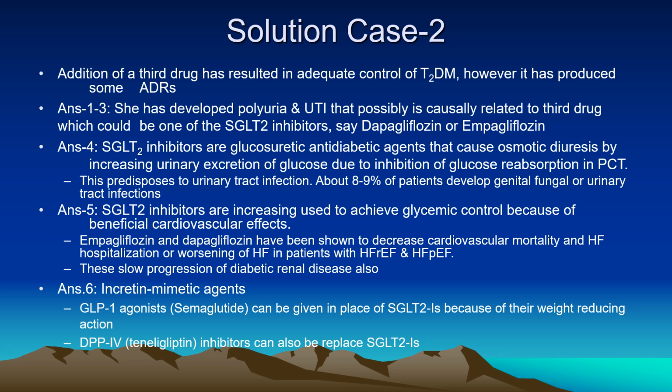Now, these drugs are increasingly used as anti-diabetic drugs today because of the beneficial cardiovascular actions. Empagliflozin, dapagliflozin have been shown to reduce cardiovascular mortality and heart failure hospitalization, worsening of heart failure in patients with heart failure with reduced ejection fraction, and even with heart failure with preserved ejection fraction. They also slow progression of diabetic renal disease. Therefore, they are more used.